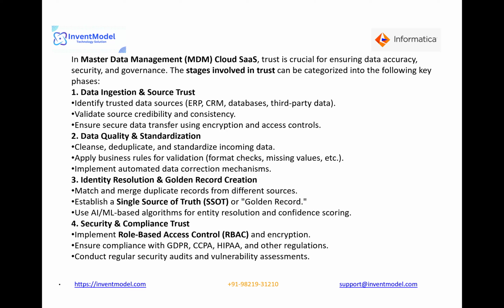Third stage is identity resolution and golden record creation. What we do in this stage is match and merge the duplicate records from different sources. We have to establish a single source of truth, SSOT, or what we call a golden record, that is a master record. We use AI ML based algorithms for entity resolution and confidence scoring. So, in order to get this golden record, we use the AI ML based algorithm.